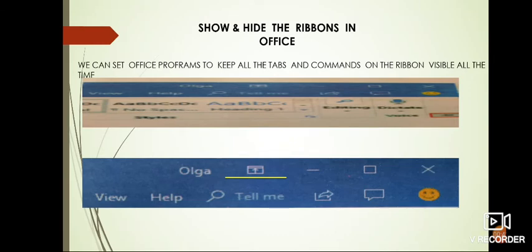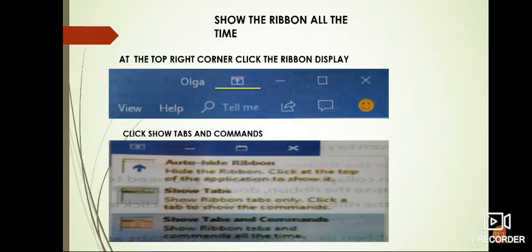other versions. So you can show and hide the ribbons in the Office. We can set the Office preferences to keep all the tabs and commands in the ribbon visible all the time. Previously, while you were working, you were bound to see the ribbon in front of the Word window each time, but right now you are not compelled to do that. You can minimize it. With the underline, where the symbol is over there, you can collapse your ribbon or expand your ribbon. Both you can do. Showing the ribbon all the time is not necessary for you.